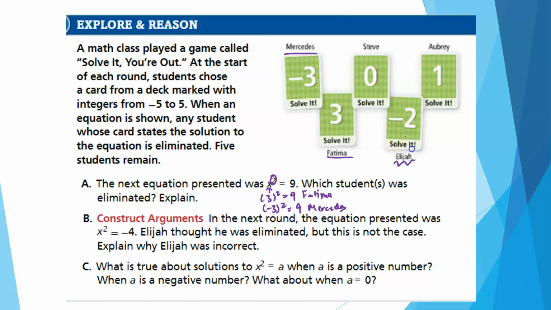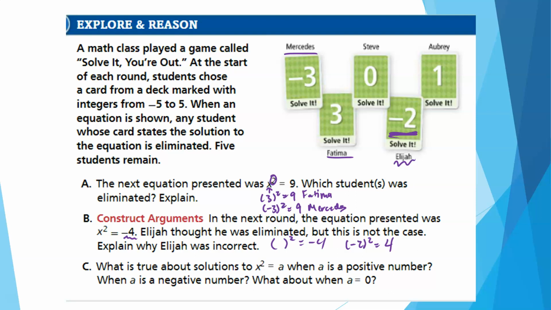Okay, so we can see that Elijah has a -2. So because he saw that x squared equals -4, it made him think that -2 was a solution. But remember, we're thinking about what number times itself gives us a -4. No number times itself gets us a negative, because a negative times a negative is positive, and a positive times a positive is positive. So Elijah actually had positive 4, if we take -2 times -2. Okay, so this is an intro to this idea of x squared being equal to a negative number, which is what our lesson is about today.